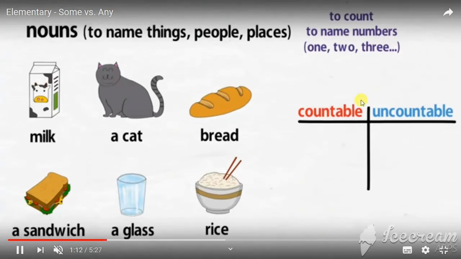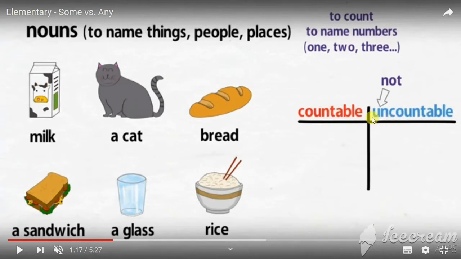The word un here means not. So countable means you can count them: 1, 2, 3, 1 sandwich, 2 sandwiches. Uncountable means not. Un means not, negative. Things you can't count. So the nouns are countable and uncountable. Let's see these nouns and how to put them under the correct category.